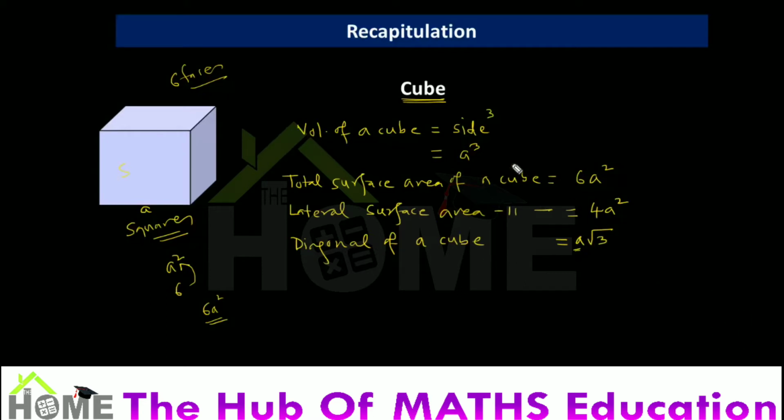So here the volume of a cube is given as a cube. Total surface area of a cube is given by 6a square. Lateral surface area of a cube is given by 4a square, and the diagonal of a cube is equal to a root 3.